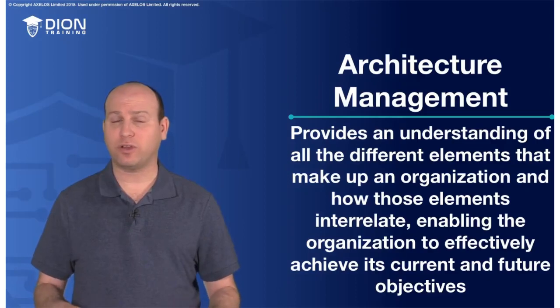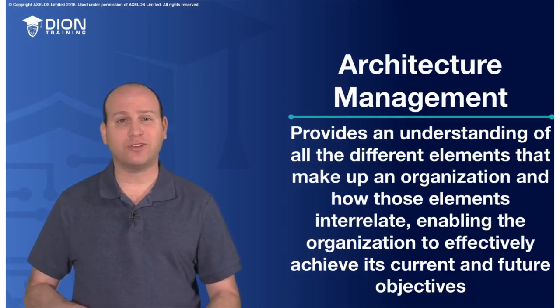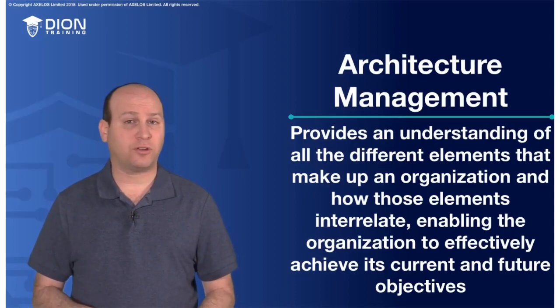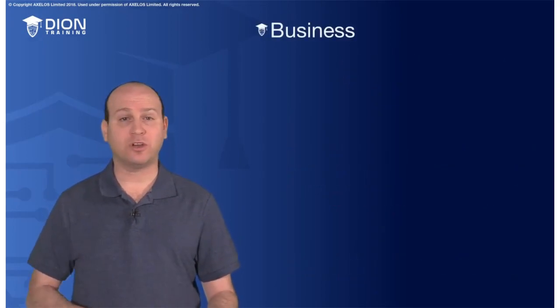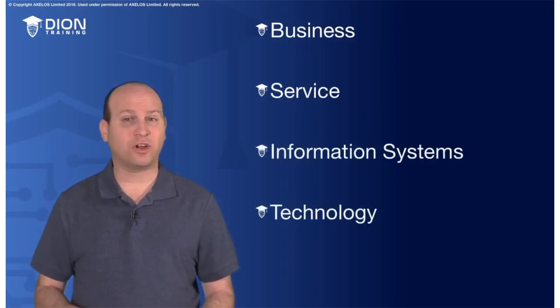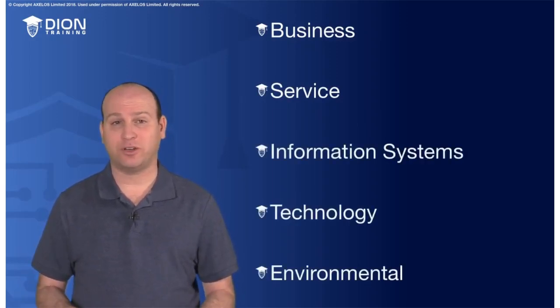Now, this provides the organization with the principles, the standards, and the tools that will enable us to manage complex changes in a much more structured and agile way. There are 5 different types of architectures that you should consider inside your business. These are business architecture, service architecture, information systems architecture, technology architecture, and environmental architecture.